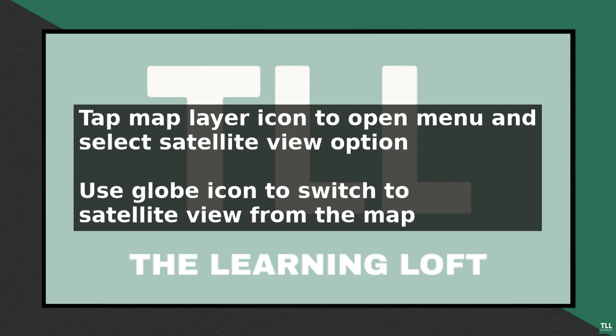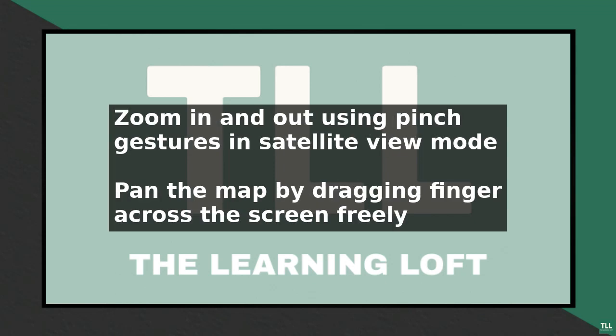You can also use the globe icon to switch to satellite view. The globe icon is usually located at the top right corner of the screen. When you are in satellite view, you can zoom in and out using pinch gestures. You can also pan the map by dragging your finger across the screen.